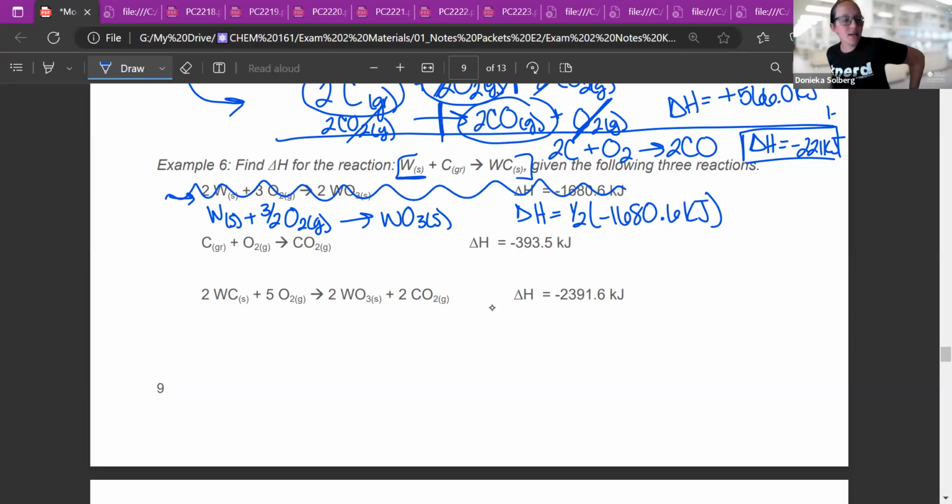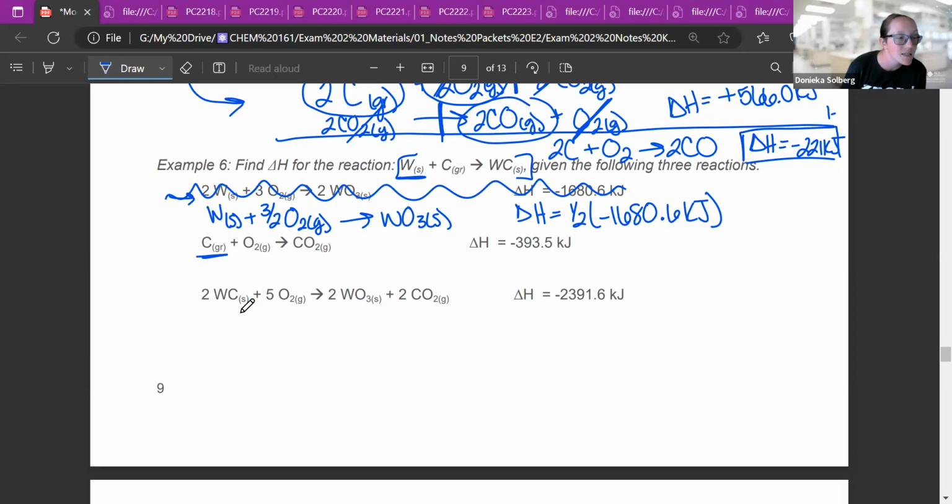All right, same thing now, C graphite. C graphite only exists in the second equation. Is it on the correct side? Yes, it's a reactant. Does it have the correct coefficient? Yes, it should just be a 1. So I'm not going to touch this reaction. I'm leaving it. Right? Last, WC solid.